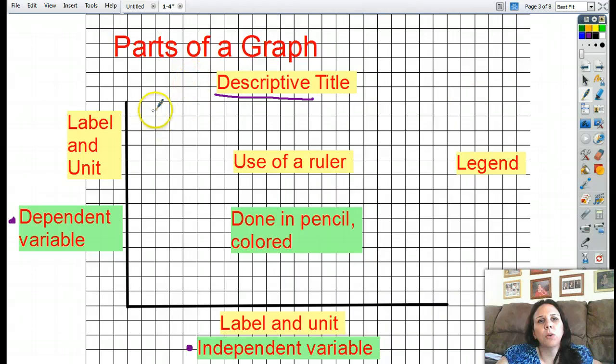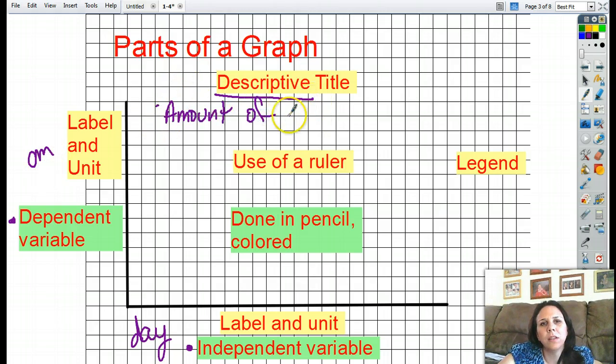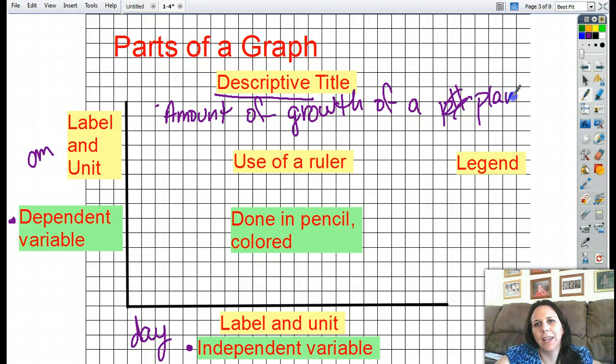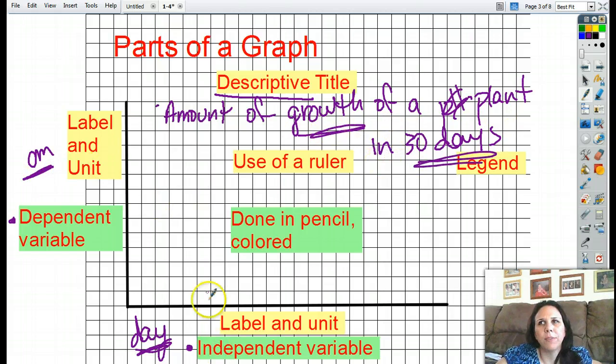So for some made-up data, well, what did we use? We use day down here, and we use centimeters up here. So the amount of growth of a plant in 30 days. Okay? So I've got a little bit about the days, and I've got a little bit about the growth of the plant. So I've kind of included both.